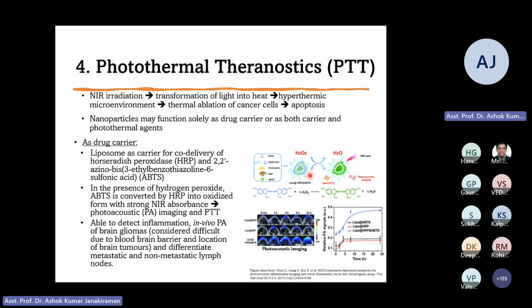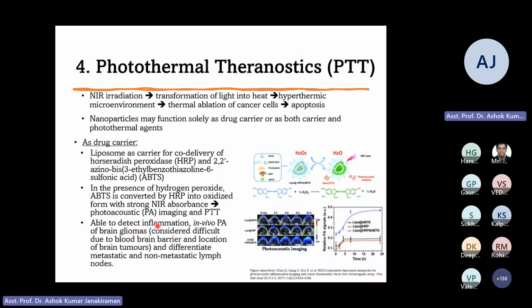As a drug carrier, we can use liposome as a carrier for co-delivery of horseradish peroxidase and 2,2'-azino-bis(3-ethylbenzothiazoline-6-sulfonic acid), ABTS. In the presence of hydrogen peroxide, the ABTS is converted by HRP. So meaning that this is considered as a reduction process. In this case, it forms a product with strong infrared absorption, which enables photoacoustic imaging and PTT. You see here, this is actually a reduction process, hydrogen peroxide to water, then HRP conversion.